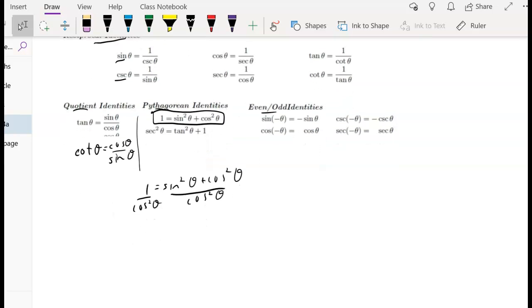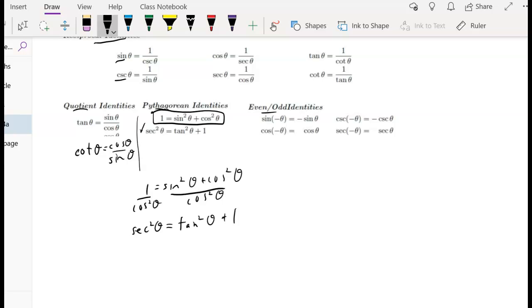Then on the left side, you get 1 over the cosine squared, which is the secant squared. And on the right side, you get sine squared over cosine squared, which is the tangent squared, and then the cosine squared over itself, which is 1. And so that's where this one comes from right here.